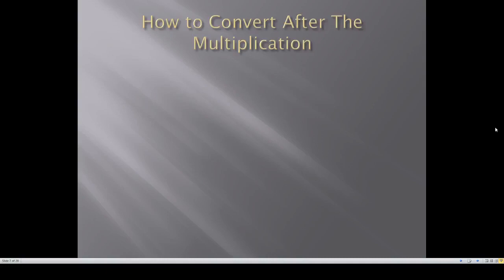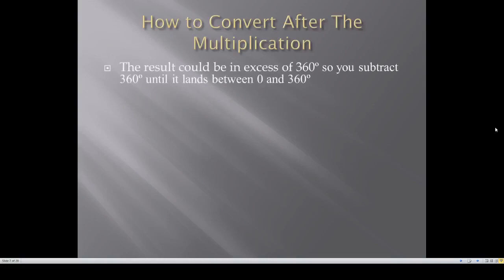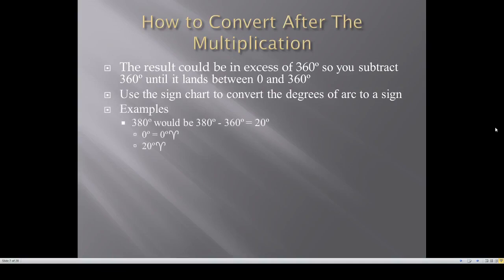So how do you convert after the multiplication? The result could be in excess of 360 degrees. So first you're going to subtract 360 degrees, and we'll do that until it lands between 0 and 360 degrees. And then you use the sign chart again to convert the degrees of arc to a sign. So for example, first you start with 380 degrees, and we'll subtract 360 degrees, and we'll find that at 20 degrees. Well, we know that that's between 0 and 30 degrees, so that lands at 20 Aries.